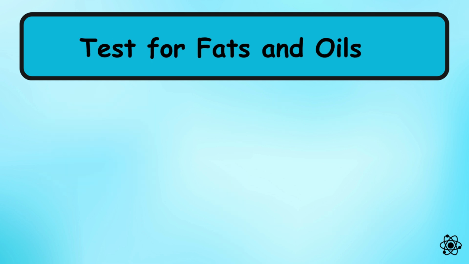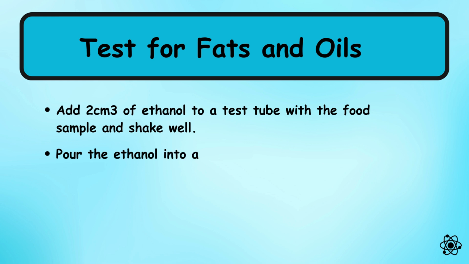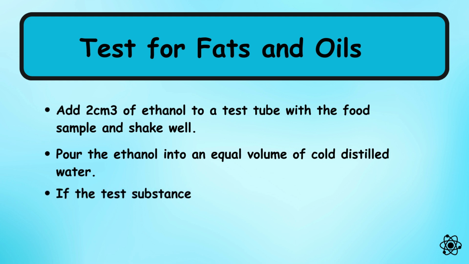Now the test for fats and oils. The food sample is mixed with 2 cubic centimeters of ethanol and shaken. The ethanol is added to an equal volume of cold distilled water. A positive test will show a cloudy or milky emulsion forming.